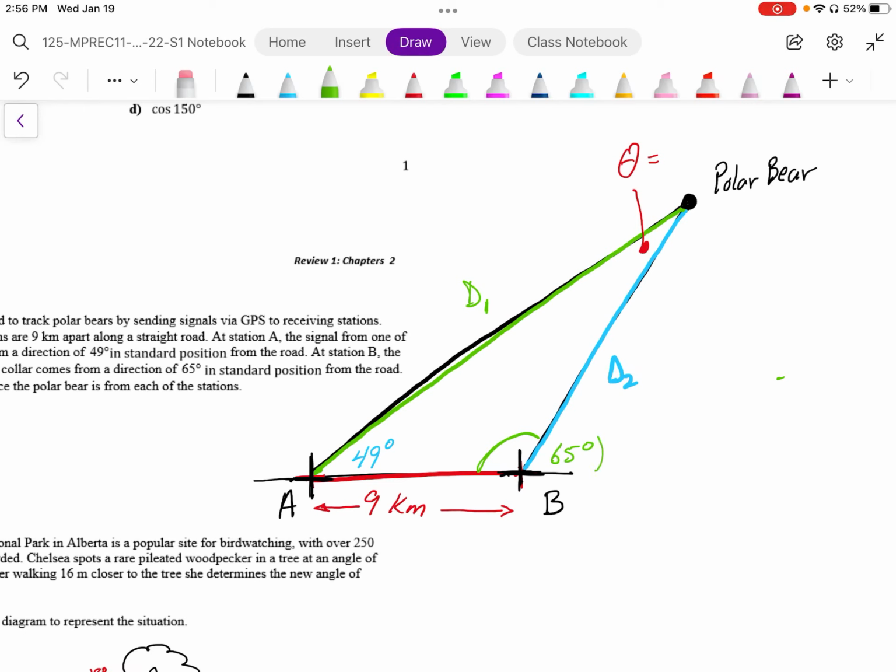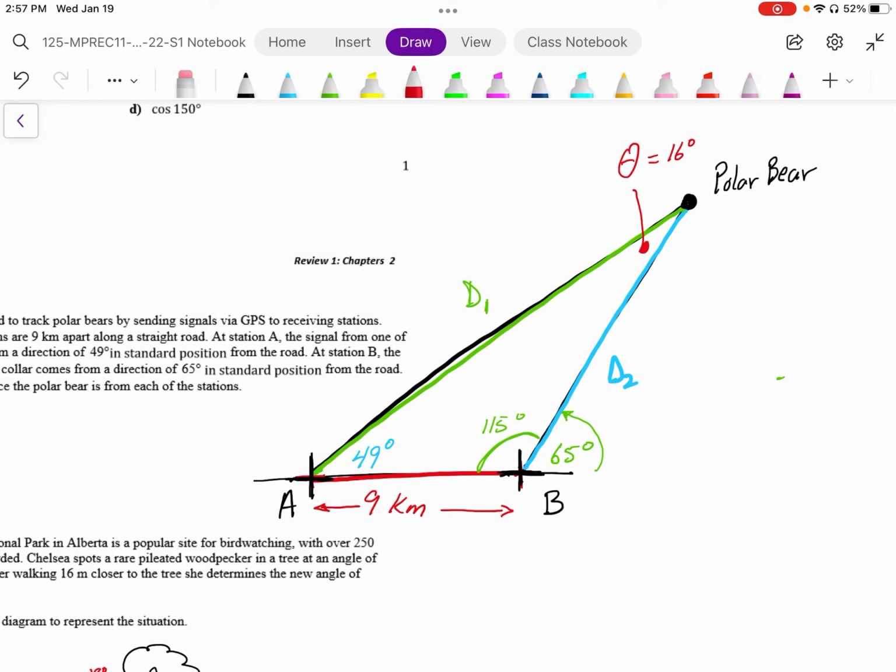So using the standard position of 65 degrees here, I know the supplementary angle here adds up to 180 degrees. So this must be 115 degrees. From using that angle then, we can work out angle theta. When I add those angles together, subtract it from 180 degrees, I get 16 degrees. Okay, so once I've established that, I can set up a sine law ratio that allows me to calculate the length of D1 and D2.